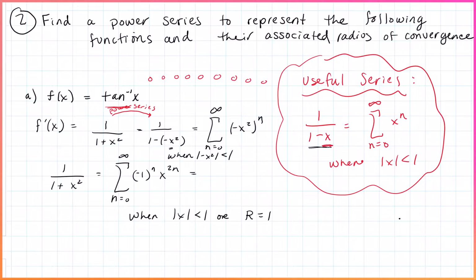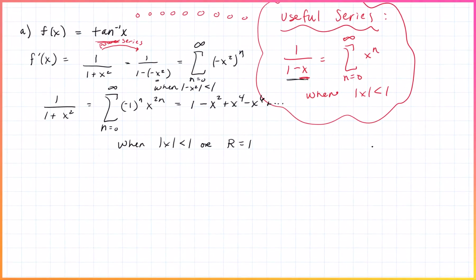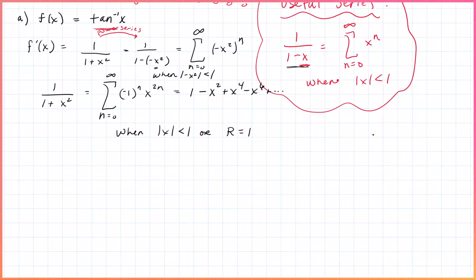And let's write out a couple of terms for this power series for 1 over 1 plus x squared. So the first term would be 1, and then the next term would be a negative x squared, and the next term would be a positive x to the 4th, negative x to the 6th, and so on and so forth. So we have a power series representation for 1 over 1 plus x squared.